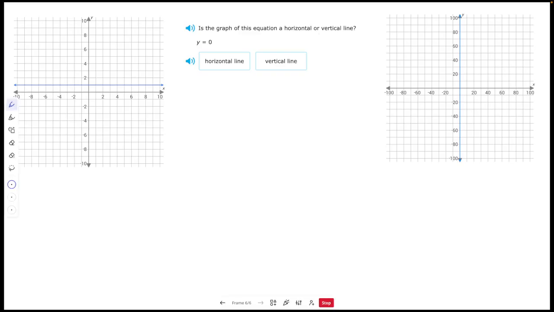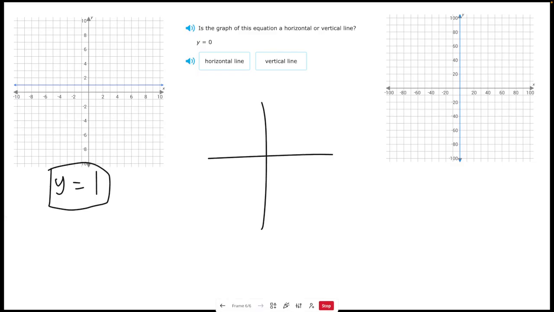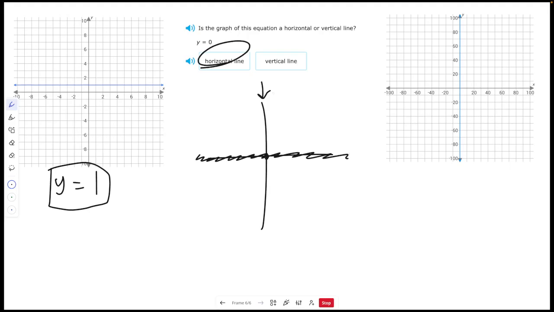Okay, now that you've had time to work these problems, let's check your solutions. For the first problem, you should have said it crosses the y-axis at 1, so your solution is y equals 1. For the second problem, it crosses the y-axis at 0, so it's right there. So this is a horizontal line. And for the last problem, this crosses the x-axis at 0, so the equation is x equals 0.